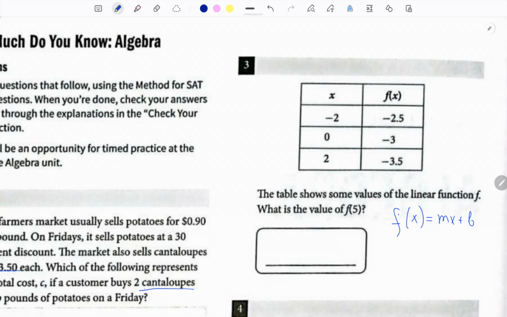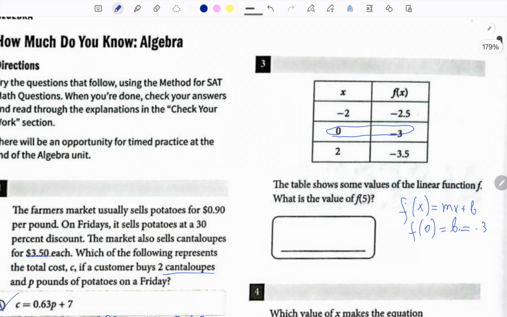b is the y-intercept. So if we substitute x by 0, we get that f of 0 is equivalent to b. And if you look at the table, we know f of 0 is equivalent to -3. So the value of b is equivalent to -3. And let's use another coordinates of the point to find the value of m. Let's write f of -2 is equivalent to -2 times m minus 3. That's equivalent to -2 times 5.